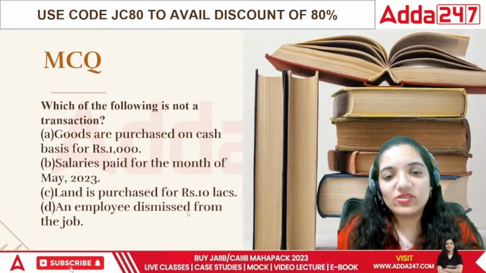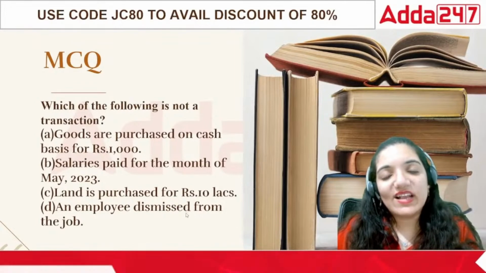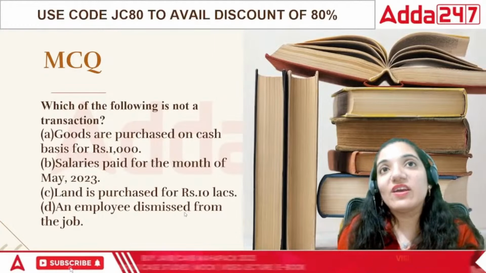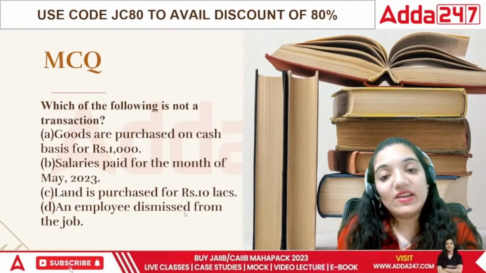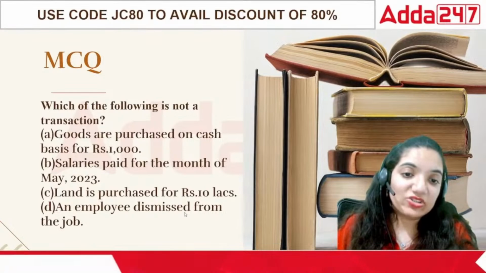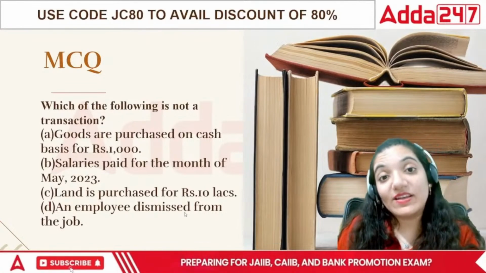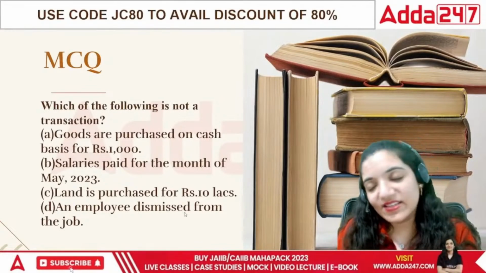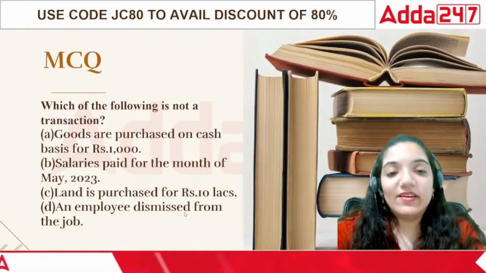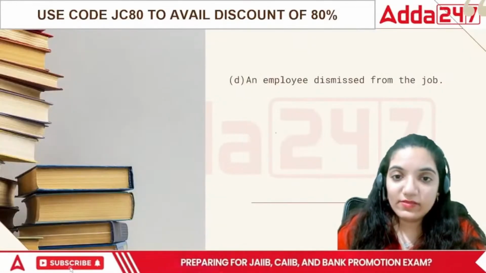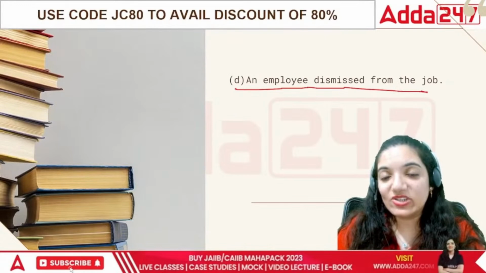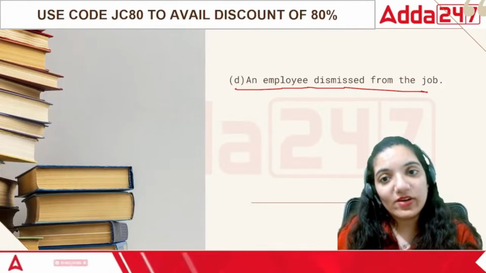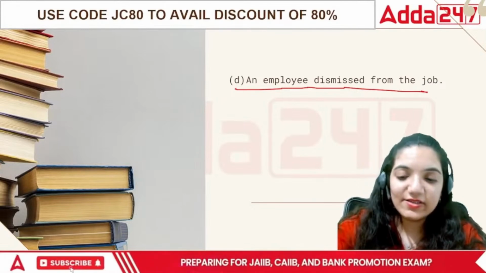See, the first one is a transaction. You are purchasing goods for cash, done. Salary is not paid, that means it's outstanding, again a transaction. Transaction means where something is happening in the business. Land is purchased for rupees 10 lakh, again a transaction. An employee dismissed from the job is something that does not have any financial character. Since it lacks the financial character, this will be treated as a non-financial thing. So it's not a transaction. It's just basic knowledge that the person who was working for us is not working for us anymore. Right?